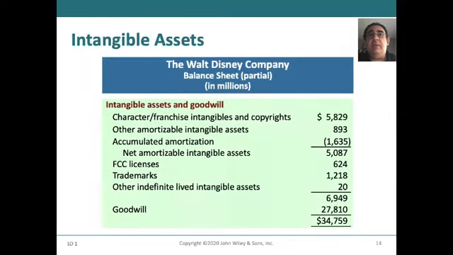And if we look at Walt Disney Company's balance sheet, their intangible asset section would include franchise intangibles and copyrights, accumulated amortization on these franchises and copyrights, and certain licenses from, in the US, the FCC, or in Canada, it could be the CRTC. We have trademarks, etc. And then there's also goodwill, which we'll talk about in another video as well. So Walt Disney's balance sheet has $34 billion in intangible assets. That's a lot of intangible assets.